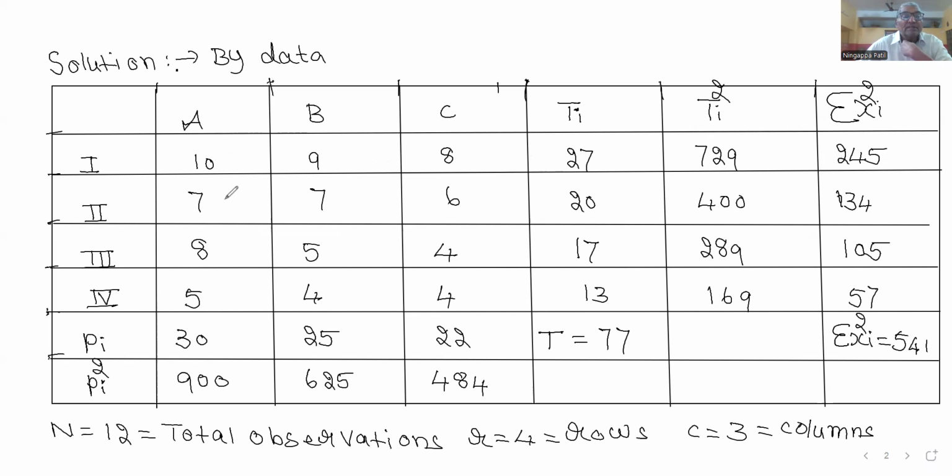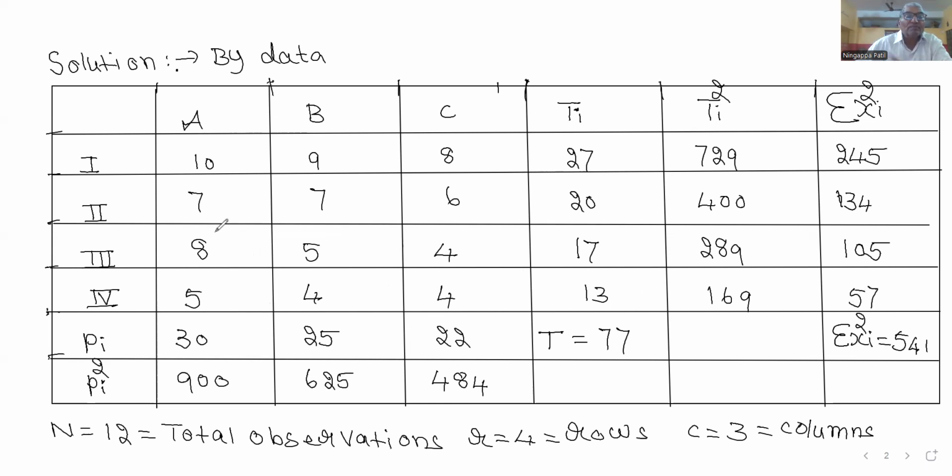Then the next row, 7 plus 7 plus 6 is 20. 20 square is 400. Now, 7 square plus 7 square plus 6 square is 134. Then the next row, 8 plus 5 plus 4, 17. 17 square is 289. And 8 square plus 5 square plus 4 square is 105. And the next row, 5 plus 4 plus 4, 13. 13 square is 169. Then 5 square plus 4 square plus 4 square, 57.